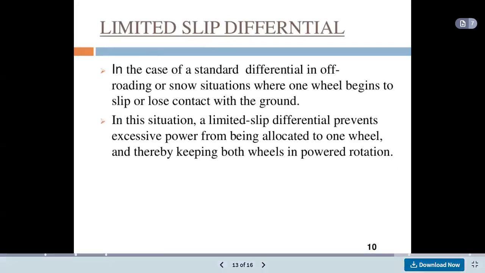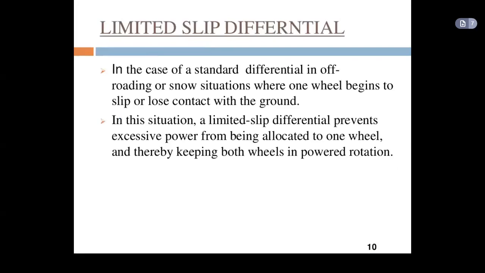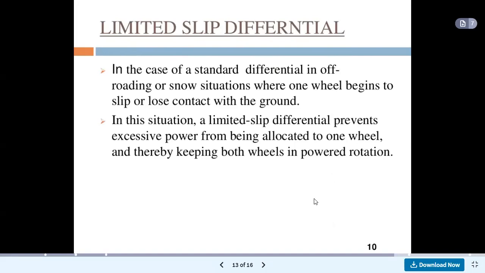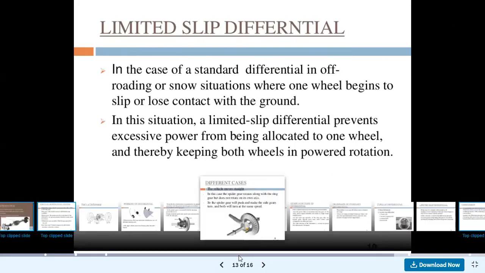So limited slip, if we see, in the case of a standard differential in off-roading or snow situations, one wheel begins to slip or lose contact with the ground. In this situation, a limited slip differential prevents excessive power from being allocated to one wheel and thereby keeps both wheels in powered rotation. So all this is related to the differential.